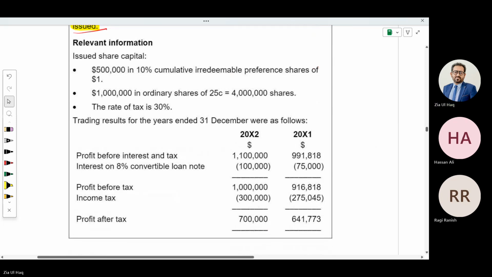Issued share capital: 500,000 in 10% cumulative irredeemable preference shares of $1, and 1 million in ordinary shares of 25 cent each, 400,000 shares total. The tax rate is 30%. Trading results for the year ended 31st December were as follows. Profit before interest and tax is this. Interest on 8% convertible loan note is this. Profit before tax, income tax charge according to the 30% rate, and profit after tax the company is having.